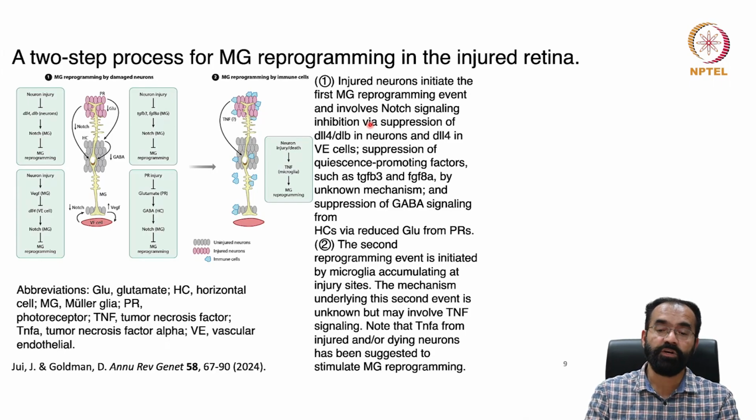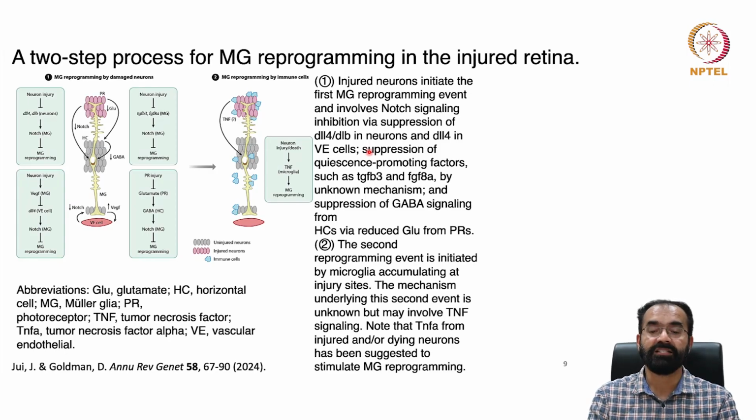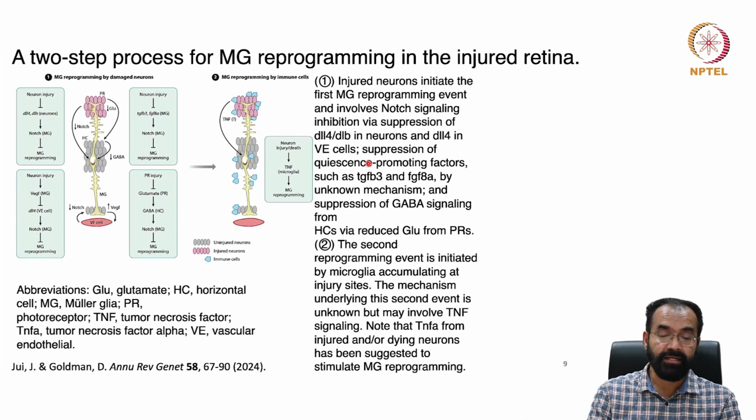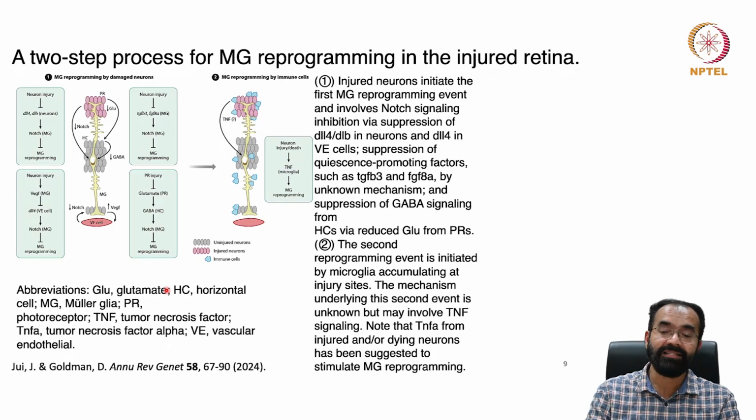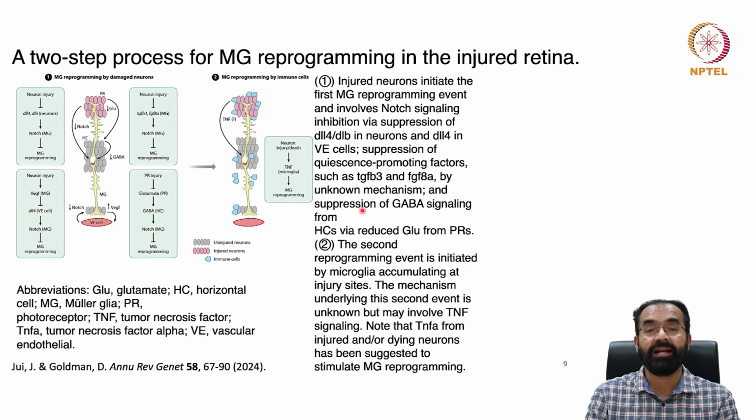Suppression of quiescence promoting factors such as TGF-beta3 and FGF8 by an unknown mechanism, and suppression of GABA signaling from HCs. You can see here HC cells are mentioned, horizontal cells, which are present in the inner nuclear layer. This is done via reduced glutamate from the PRs. And the PRs are basically what is present in the photoreceptor layer, the rods and cones.